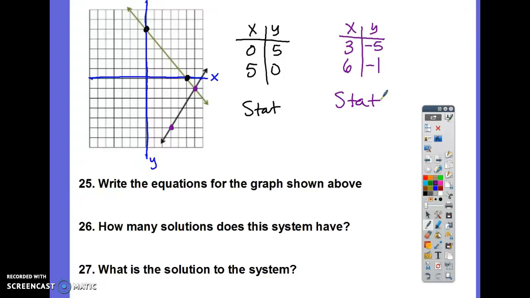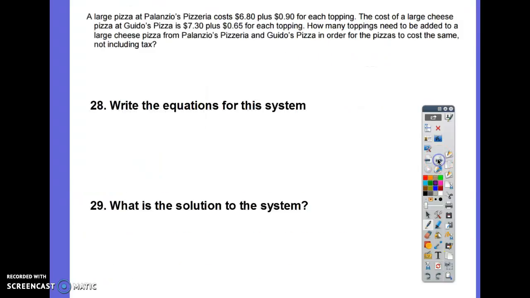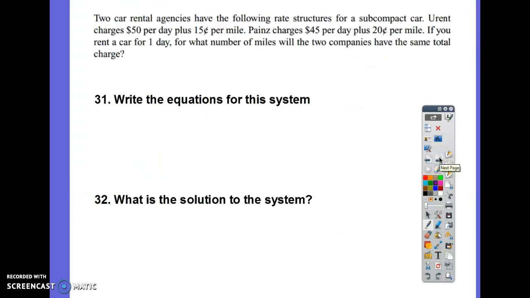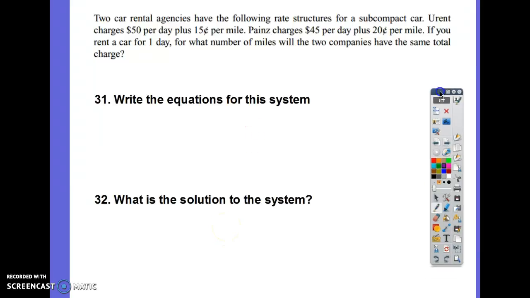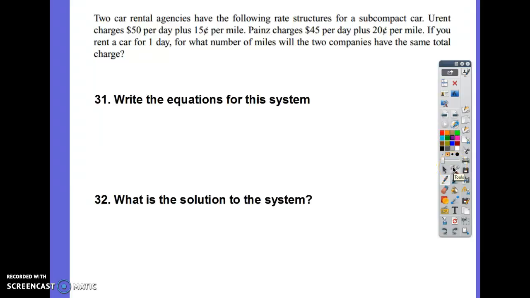Let's go to the one that says page 12. I'm only going to help you with writing the equations, and you're going to have to do the solutions. So it says that 2 car rental agencies have the following rate structures for a subcompact car. U-Rent charges $50 per day plus 15 cents per mile. That's plus.